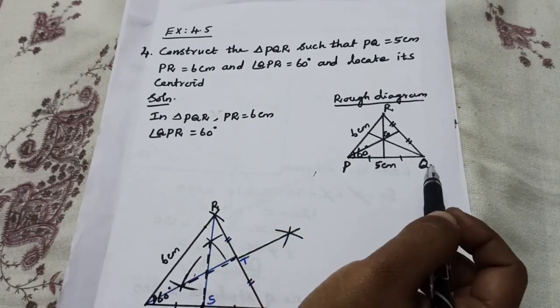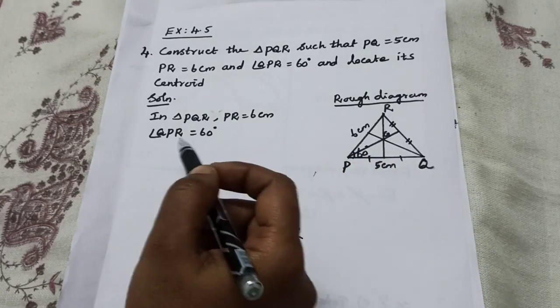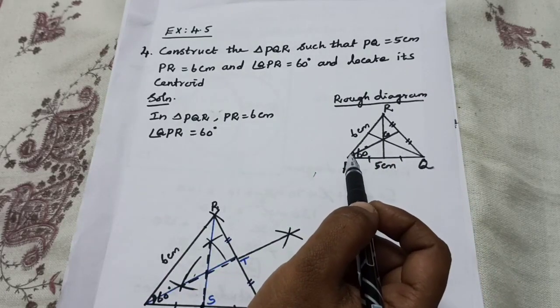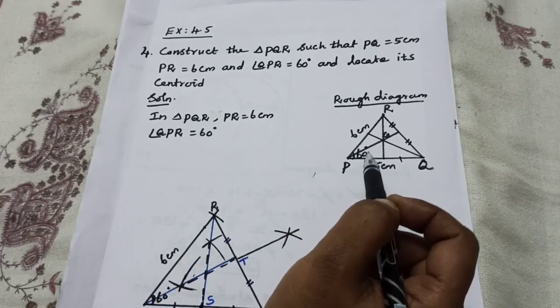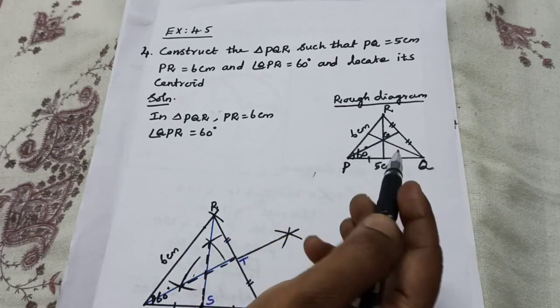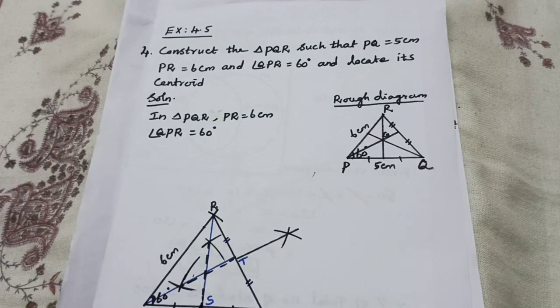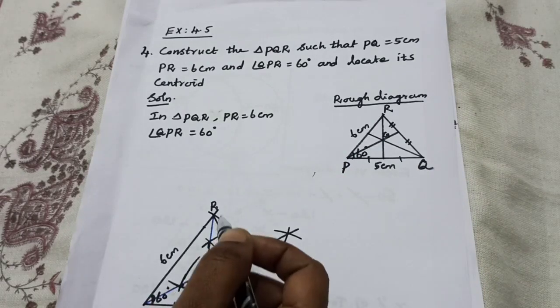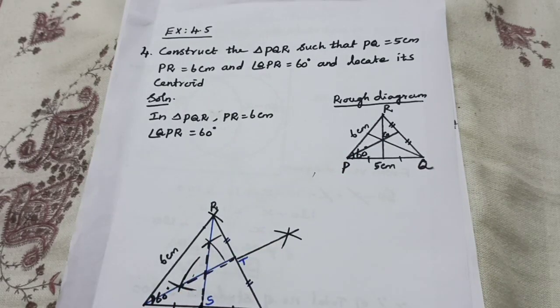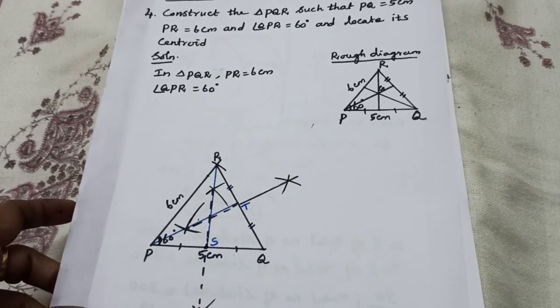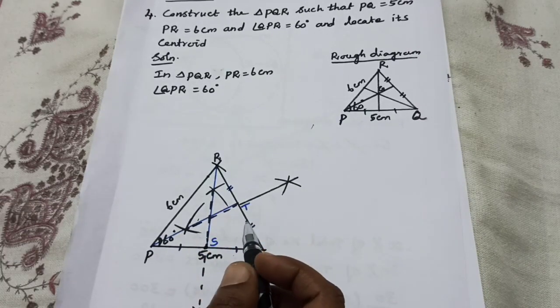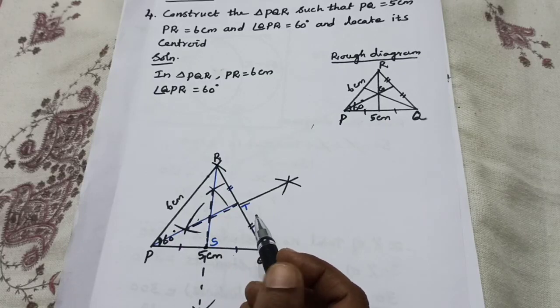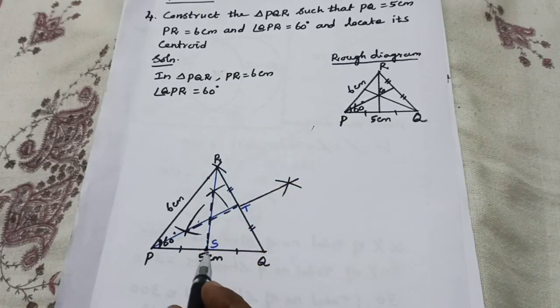Here, you draw 5 cm, and then afterwards angle P 60 degrees. Then PR is also given. First you construct the triangle, then afterwards draw the median. Then what is meant by median? A median of a triangle is a line segment joining the vertex to the midpoint of the opposite side.